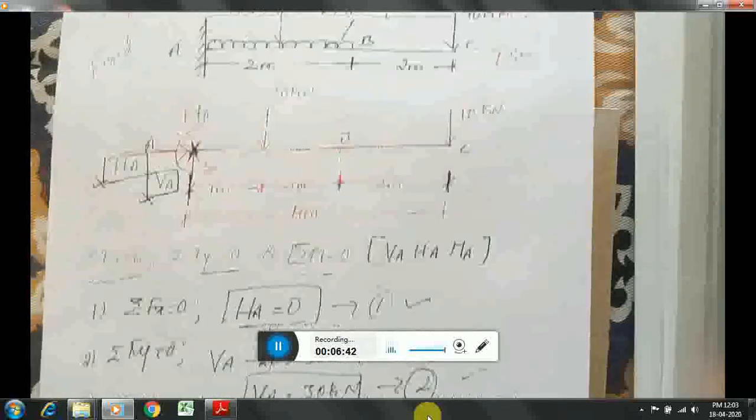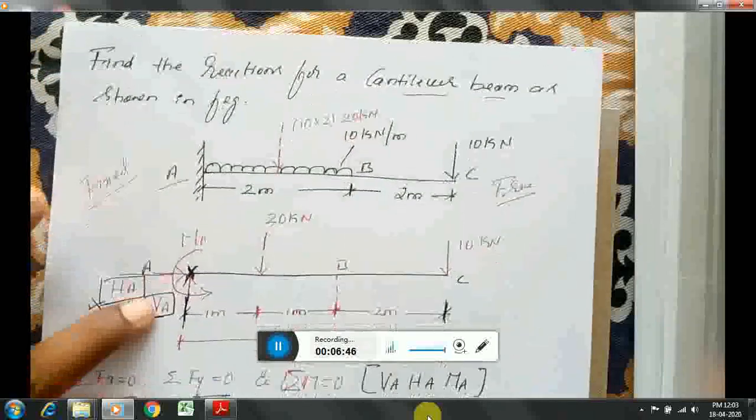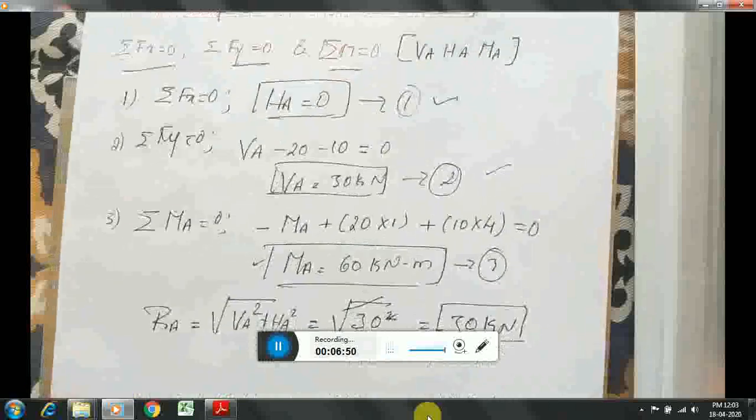So this completes the problem. Once again I will explain: loading diagram, free body diagram, apply the equilibrium conditions, and we will get the solution.